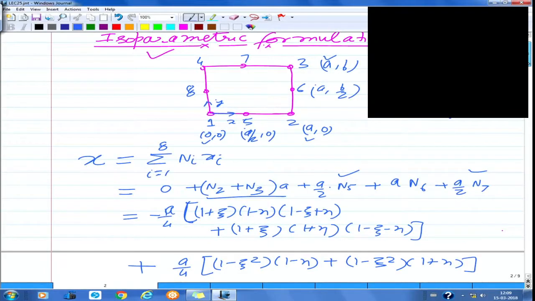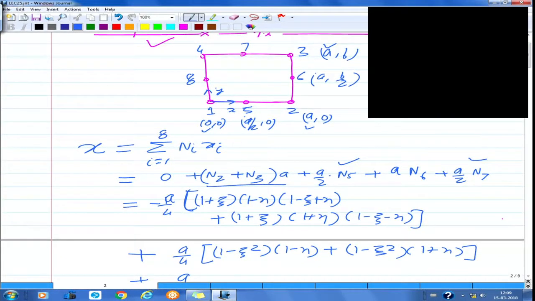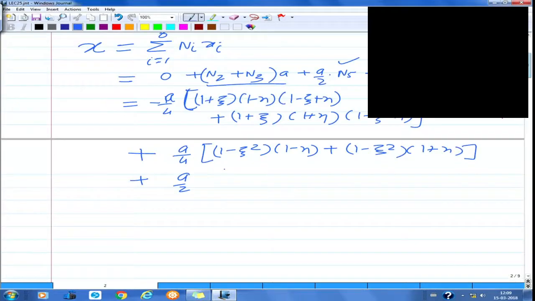N6 is (1 minus eta square) into (1 plus xi), so (1 minus eta square) into (1 plus xi). So this is what you get finally. And now if you simplify this, just simplify and tell me what you get out of this. This is a into n6, and n6 you will have 1 by 2, so that is 2, that is what I have written.